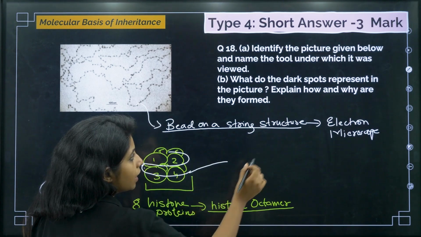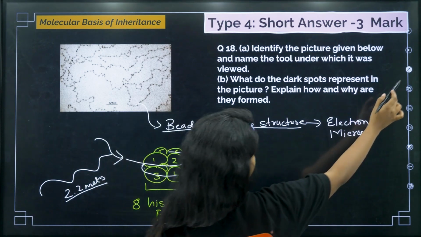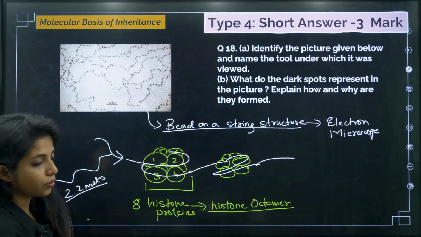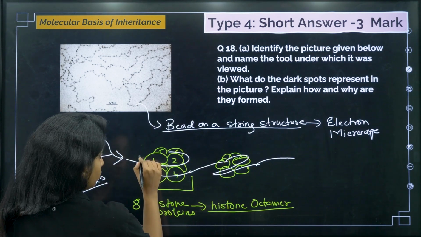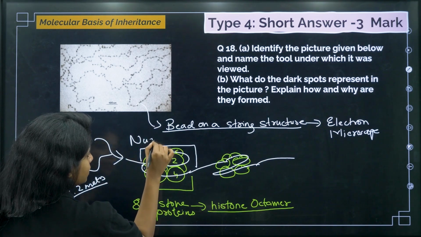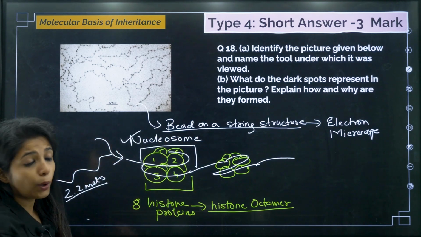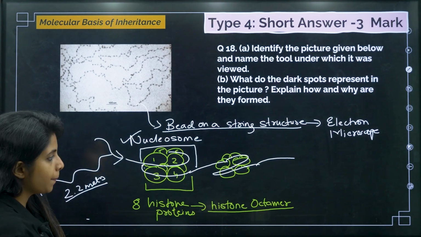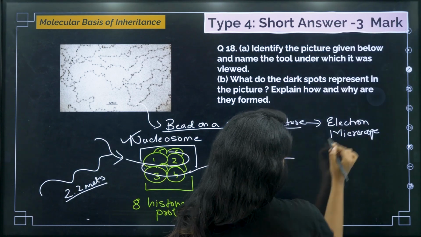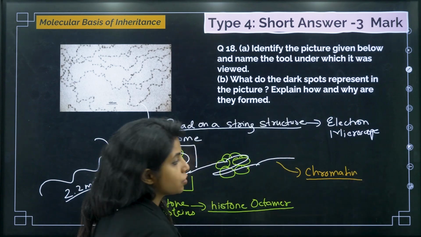And then it goes like this. Again, you will have another histone protein on which it wraps around again, and the same thing goes on. These are the beads that you see. So this whole structure, the DNA plus the histone protein, you call this a nucleosome. And the whole structure of the DNA formed over here, when it is twisted and coiled, you call the whole thing chromatin.